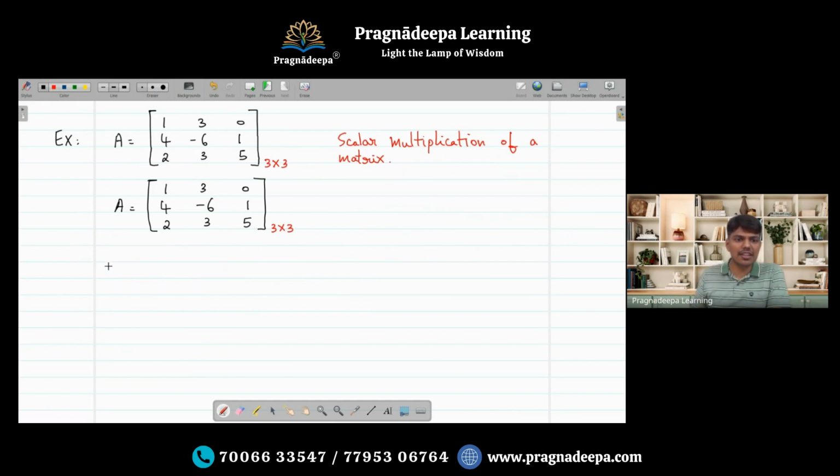So what is the left hand side? A plus A. What is A plus A on the right? 2, 6, 0. 8, -12, 2. 4, 6, 10. Agreed? Is this correct, students? Yes, sir. So what is this basically? Is it 2 times A?